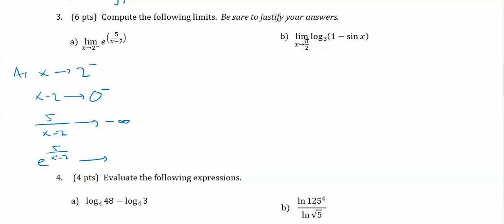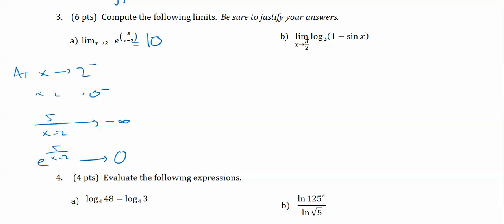And then the limit of e to the x as the exponent goes to negative infinity is 0, right? And it approaches it from the positive side, from the right, but we don't need to put that in our final answer. Okay, so this limit is equal to 0.